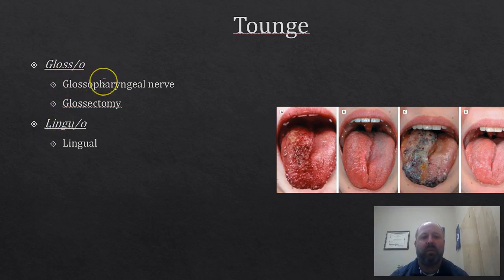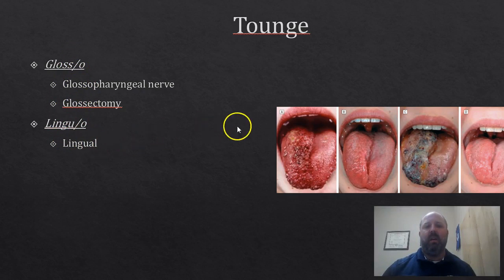Of course, you have your glossopharyngeal nerve, all right? So this is two root words together, the tongue and the pharynx, right? So this is a nerve that goes to the tongue and the pharynx, right? And here, glossectomy, excision of the tongue, lingual, and so that has to do with our tongue, right? And here we have a microcytic inflammatory process of the tongue, right? And so this is just showing you some pathology.